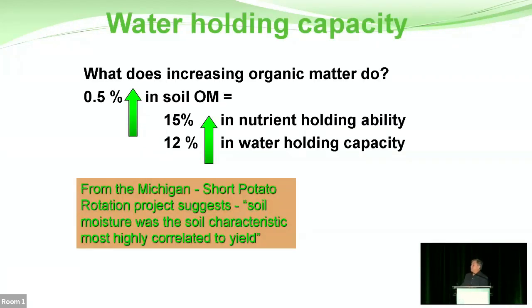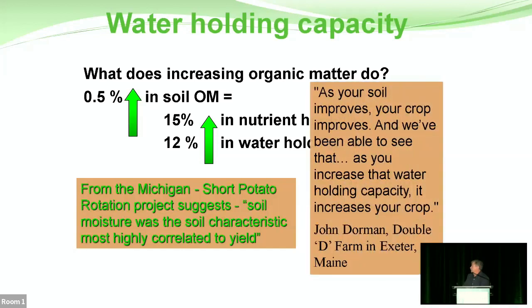So you look at compost and what it can do. What does an increase in organic matter do? A 0.5% increase in organic matter increases nutrient holding capacity by 15%, and water holding capacity by 12%. Just a 0.5% increase in organic material. So as you improve your soil, your crop improves, and we can actually see an increase in water holding capacity with very small amounts amended to soils to increase yields.